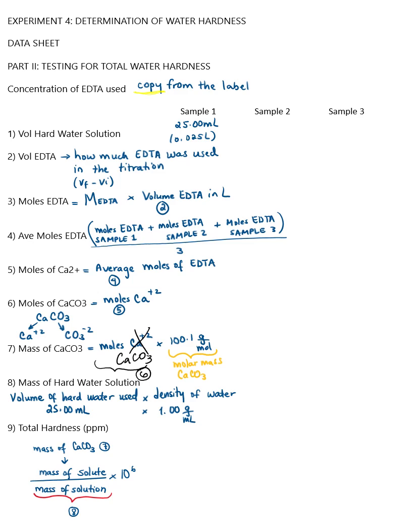Then for number 9, you're calculating the total hardness in parts per million. To do that, you're just dividing the mass of the solute, which is the calcium carbonate dissolved in the water, that's your solute, by the mass of the solution times 10 to the 6, which is a million parts per million. So the mass of the solute is what you calculated in number 7, the mass of calcium carbonate. And then the mass of your solution is what you calculated in number 8. So you're dividing the number that you have in 7 by the number that you have in number 8 times 10 to the 6, and that will give you the total hardness. And the unit is parts per million.